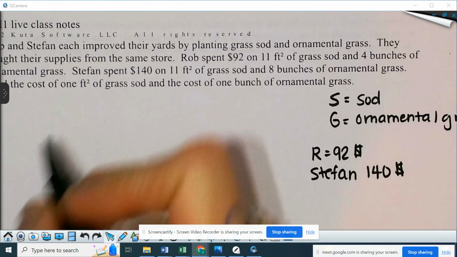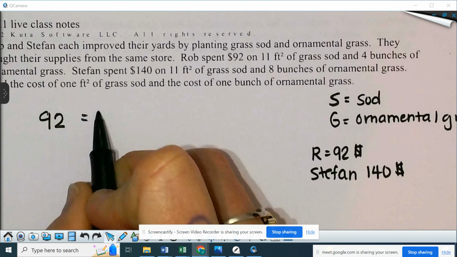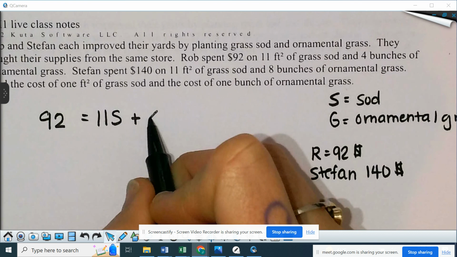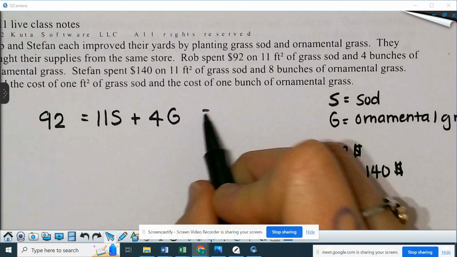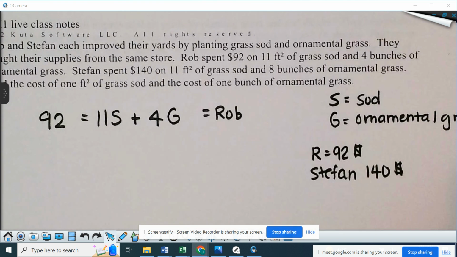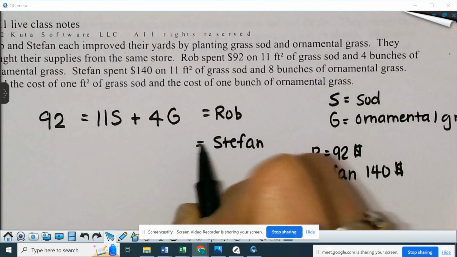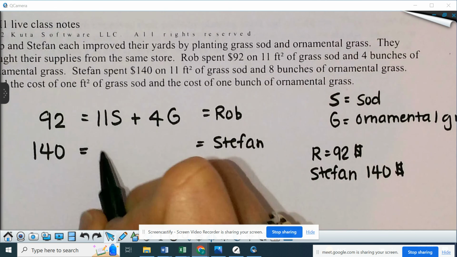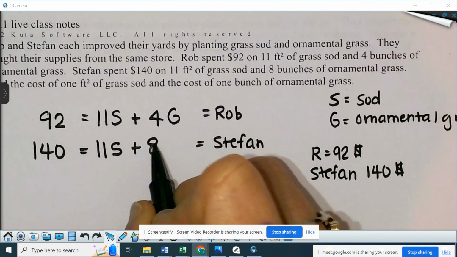So Rob is $92 for 11 feet of sod plus 4 bunches of grass. So that's going to be Rob's. Stephen is going to be $140 for 11 feet of sod and 8 bunches of grass.